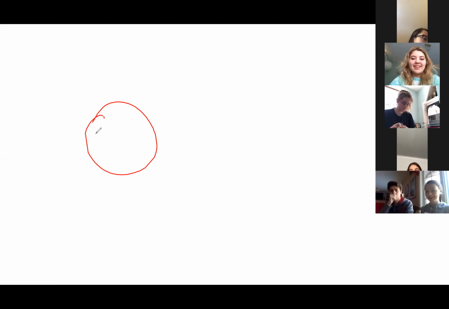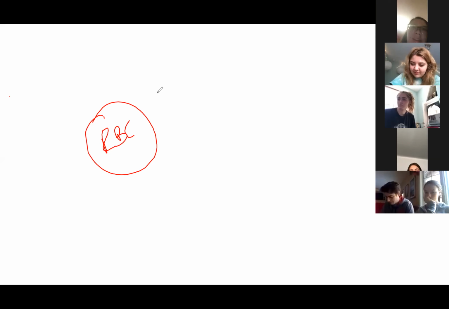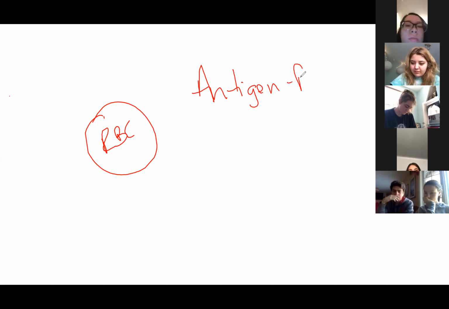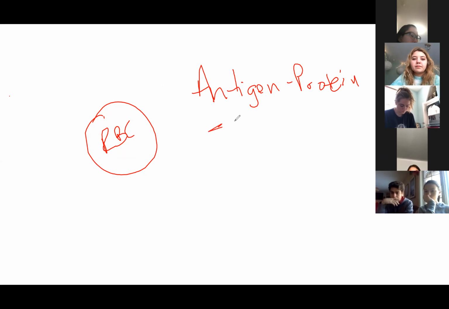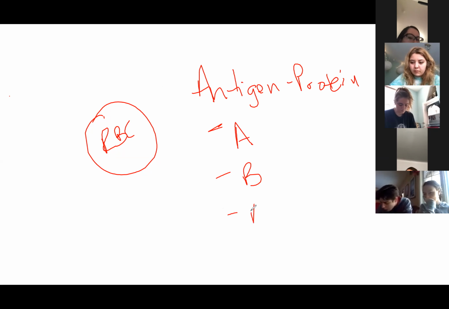Okay, so we have here a red blood cell, okay? And red blood cells can have these things called antigens. An antigen is just a protein that sticks off the cell. You could have the A antigen, the B antigen, or a combination of the two, or neither. So you could have the AB antigen, or you could have no antigens and have type O.